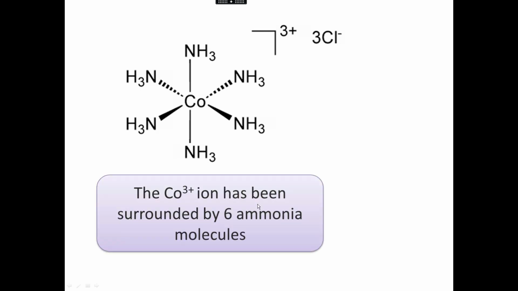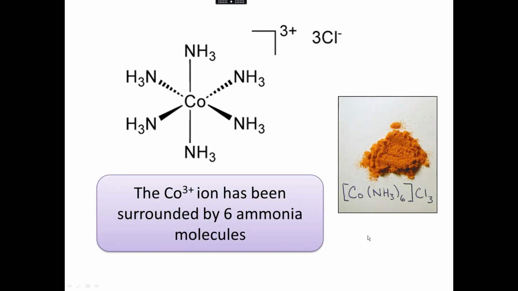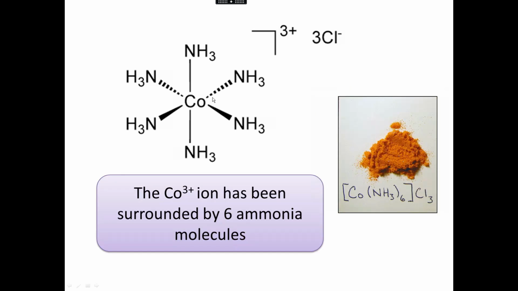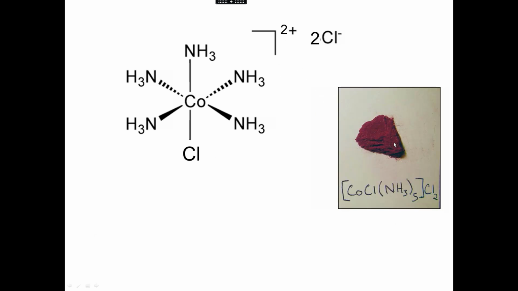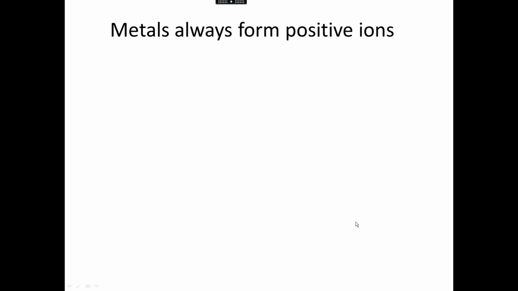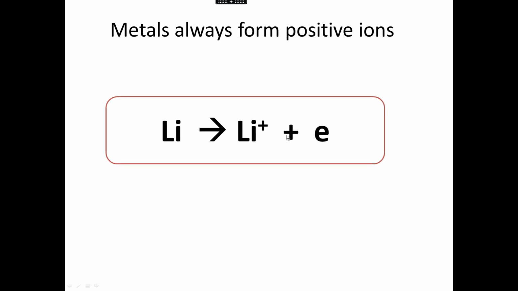Cobalt can attract ammonia molecules, right? And whether it's 3+ or 2+ actually changes the colour of the salt. So if you have a look here, cobalt 3+ produces this orange salt, but cobalt 2+ produces this purple salt. Now, what this goes to show is that firstly, metals always form positive ions by losing electrons.